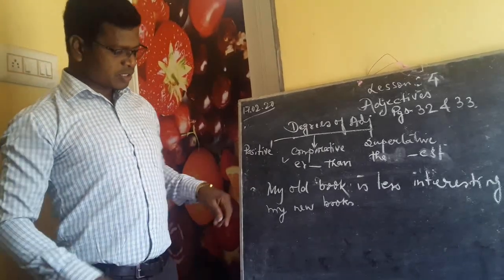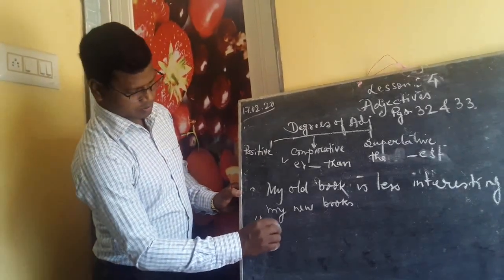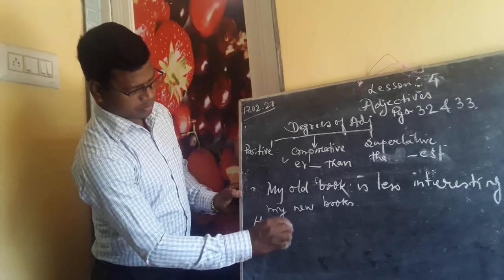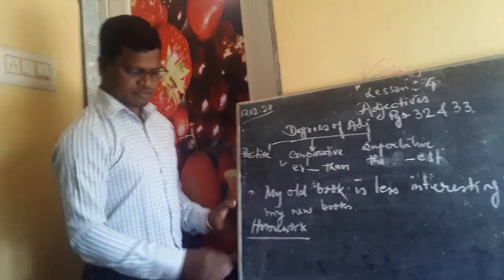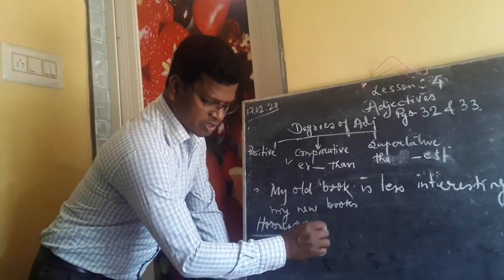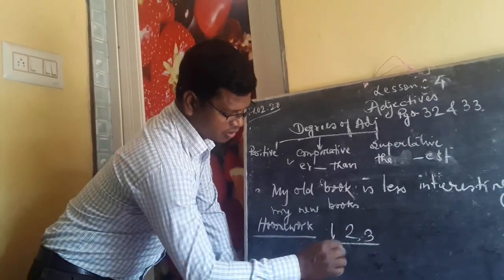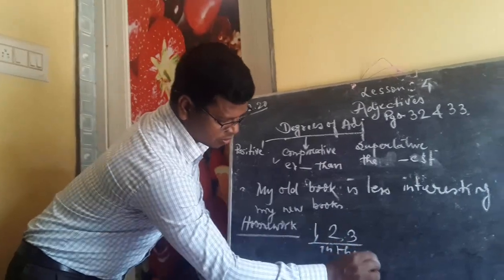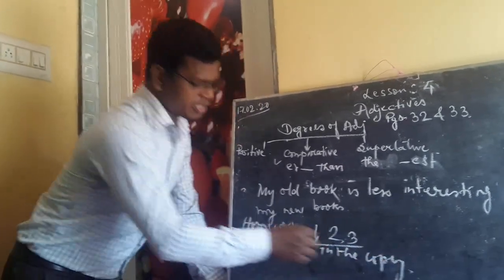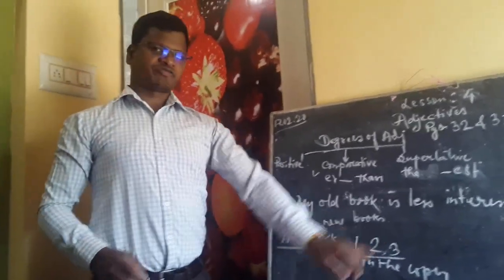So your homework is to write in the copy. You will have to write exercise number 1, 2 and 3 in the copy. So please write all this, 1, 2 and 3, in the copy.